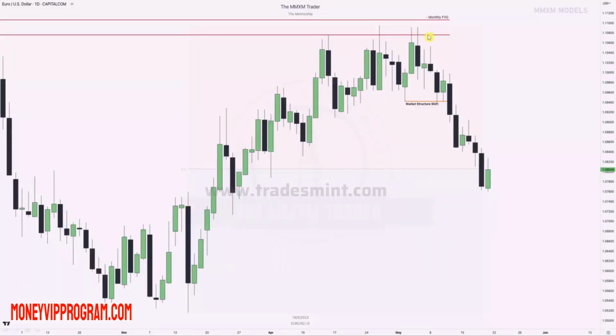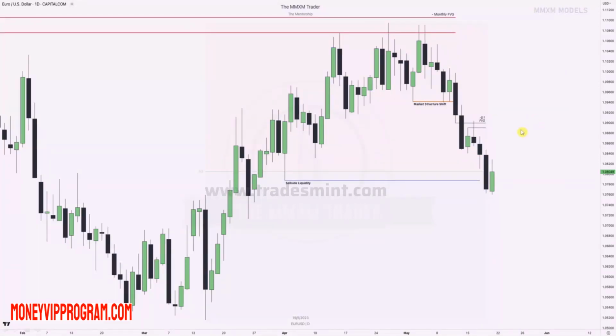So on the daily, we hit that monthly fair value gap, right? We have a market structure shift down here. So we're going into sell side of the curve. So now we know bearish order flow on the daily time frame. It makes sense because we got that time frame alignment, right? We have that higher time frame PD array in the monthly fair value gap. So it makes sense for the daily structure to shift.